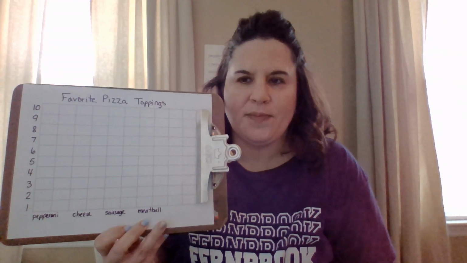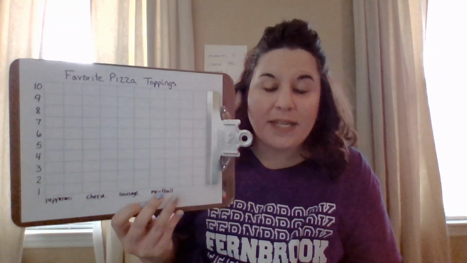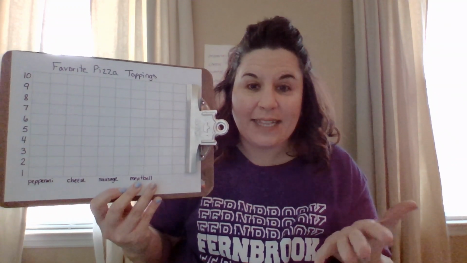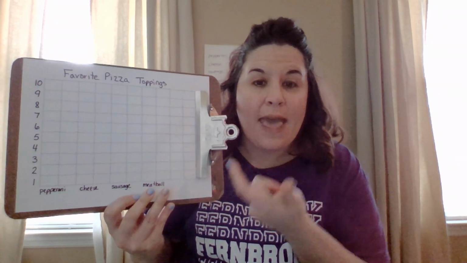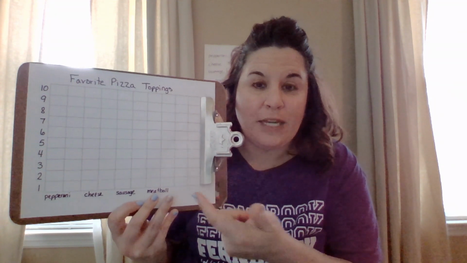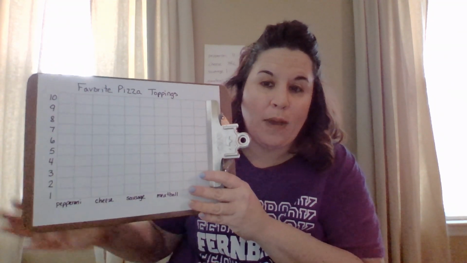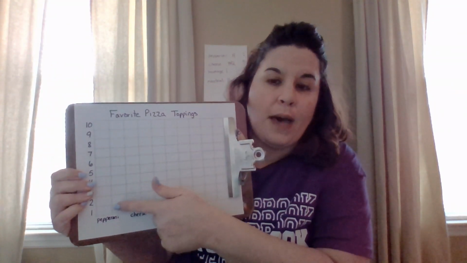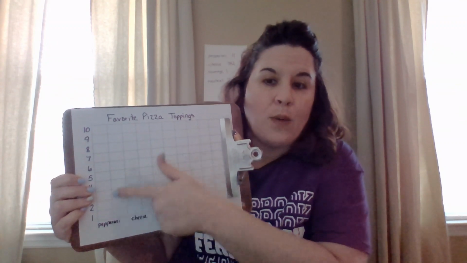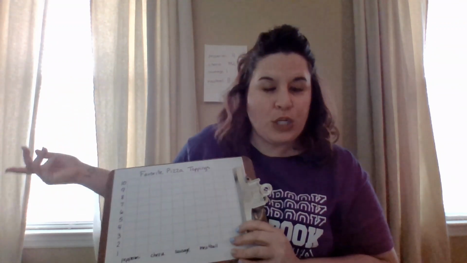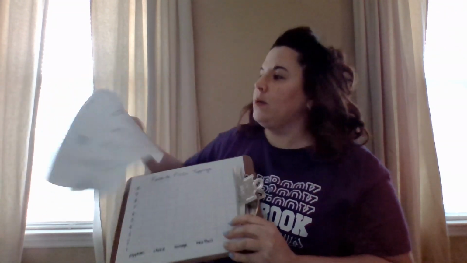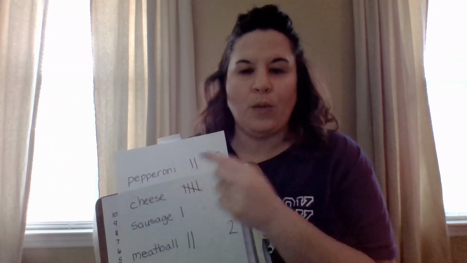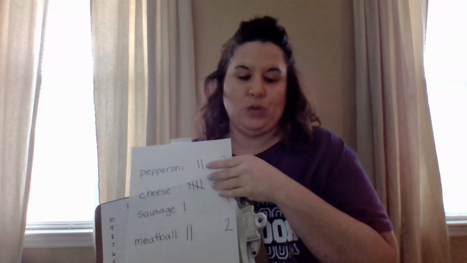All right, so now it's time for us to finally do the last step, and that's actually putting the information in our graph. So we're going to start at the bottom closest to our labels, and we're going to work our way up. So we're going to use the information that we collected to look at it in a simpler way. So I can see here that pepperoni had 2 people choose that.